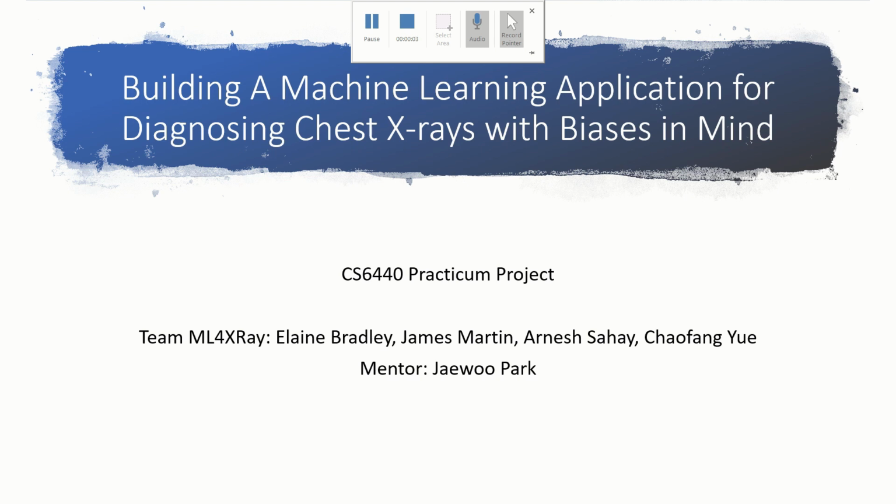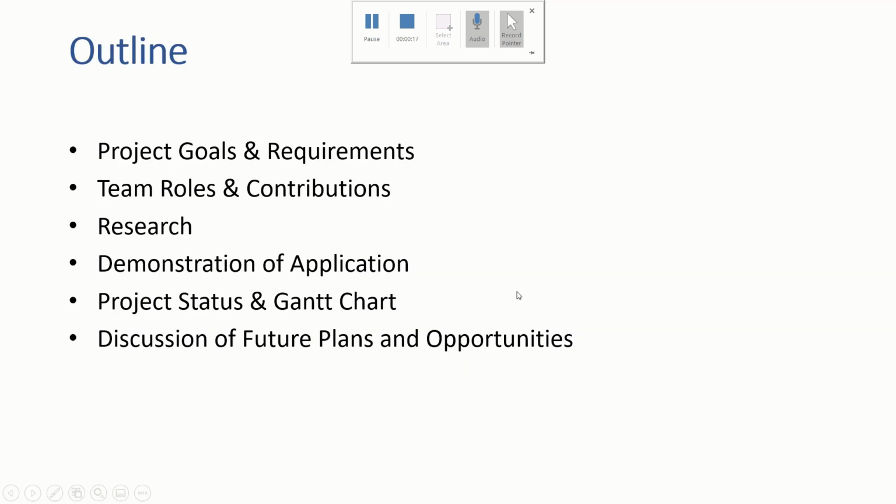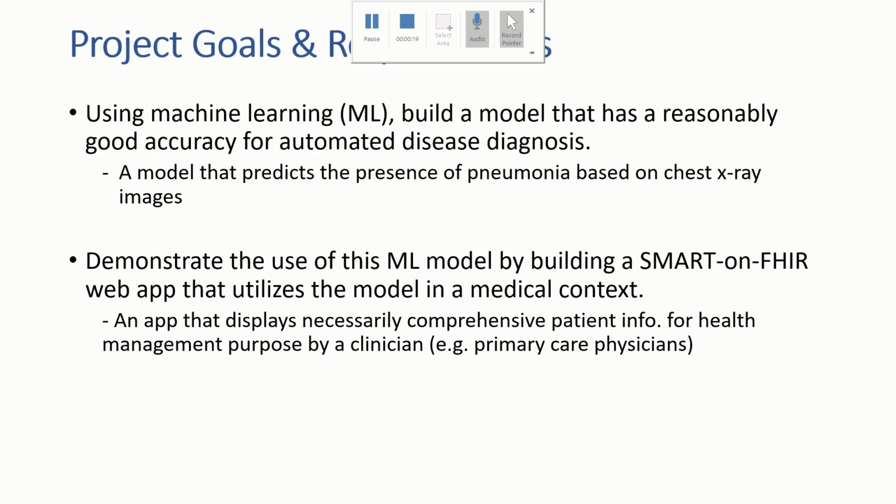I'm representing our team for presenting our practicum project, which is building a machine learning application for diagnosing chest X-rays with biases in mind. Here's the outline of this project, and we have two primary goals. One is using a machine learning approach to build a model that has a reasonably good accuracy for automated disease diagnosis. In this case, we choose to look at pneumonia based on chest X-ray images.